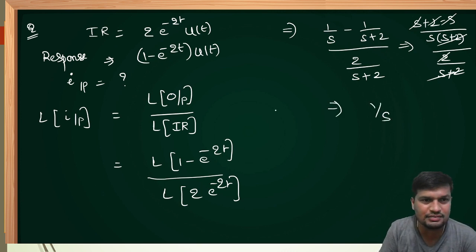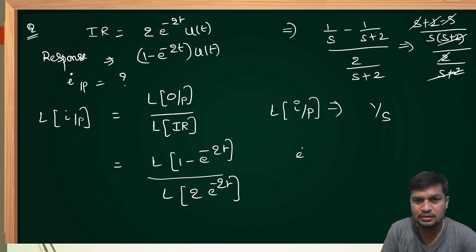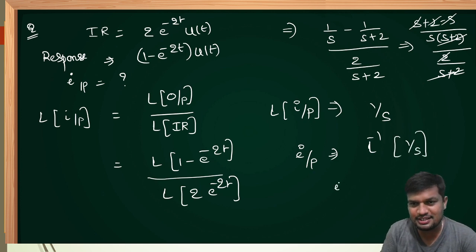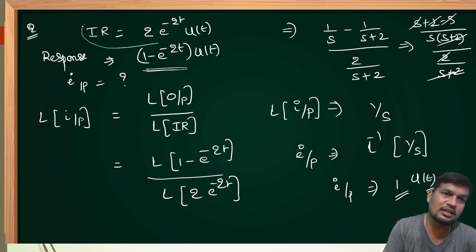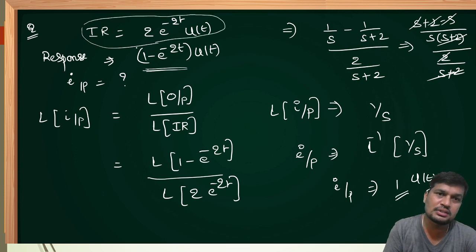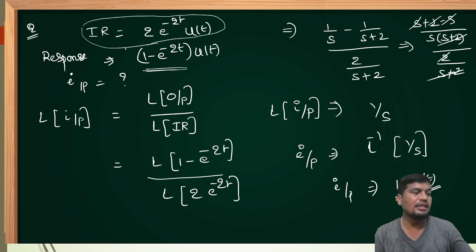The question asks for the input of the system, not the Laplace of the input. We calculated the Laplace of the input, 1 by s. From this, the input is the inverse Laplace of 1 by s, which is 1 into u of t. This much input is required to produce a response of 1 minus e power minus 2t u of t for the initially linear relaxed control system whose impulse response is given. This is the meaning of this question.